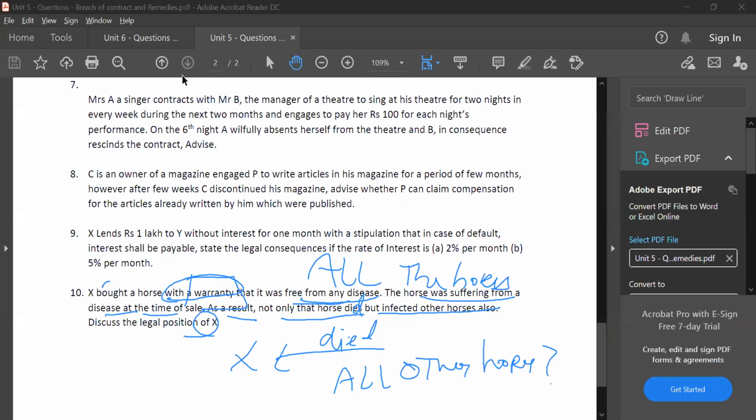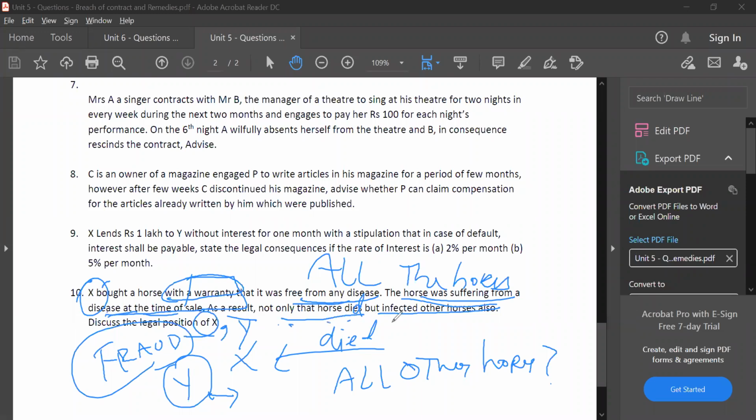If misrepresentation is done intentionally, it becomes fraud. Now, for example, if you know the horse is not well and you are still selling it by saying the horse is perfect, giving a warranty, thinking X will not find out, then that becomes a fraud. So, sir, can this be fraud now? No, it is not fraud, because the horse was suffering from a disease at the time of sale. The question is not clear here. I'm only taking the extracts. They are not mentioning whether the person who is selling the horse knows about it or does not know about it. If I just add one more line, Y has sold the horse knowing the horse was suffering from a disease, then it becomes a fraud. Absolutely, it becomes a fraud.